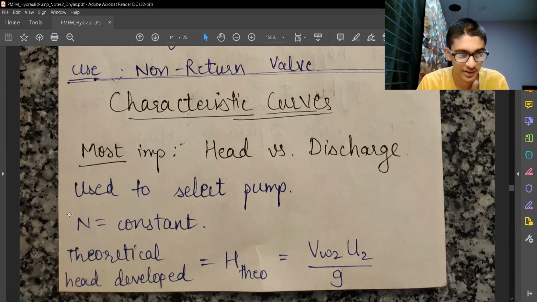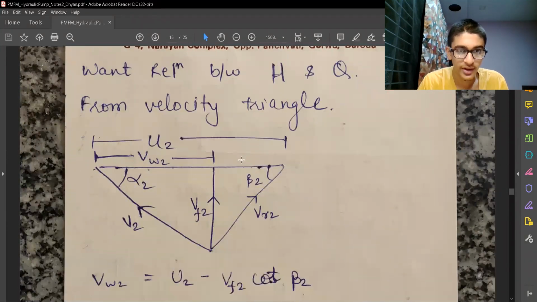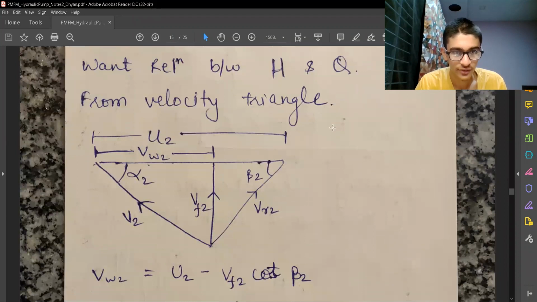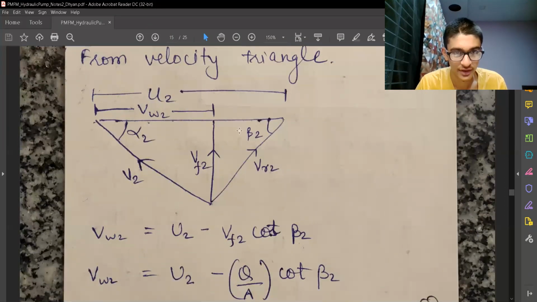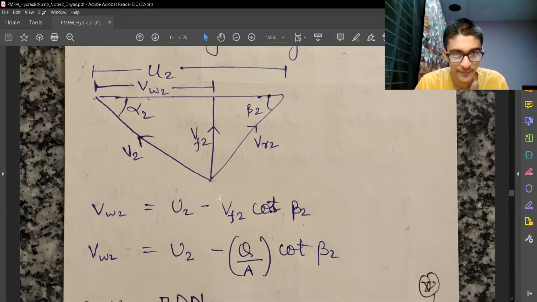So we know that the speed is going to be constant, and the theoretical head developed, that is the energy supplied converted to head, was VW2 U2 by g. So now we want a relation between head and discharge. So from the velocity triangle, this was the outlet velocity triangle, we are just writing some trigonometric relation of VW2, and we are replacing VF2 by Q by A.